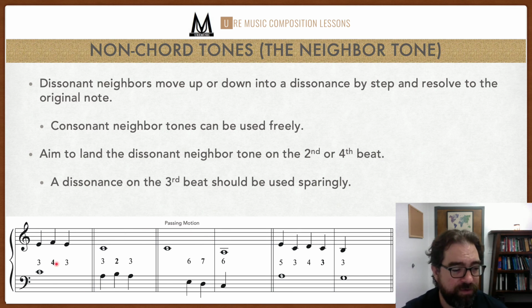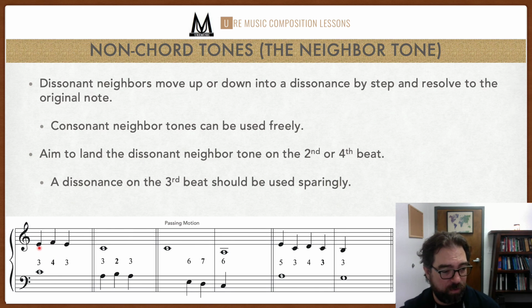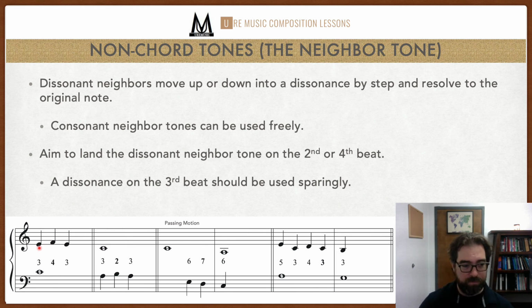So you'll notice that we want to try and have our dissonant neighbor tone either on the second or the fourth beat. When you have it on the second beat, it moves into a stronger beat. So that dissonance here in measure 1, that's a weak beat, and then it lands on a strong beat, which helps to somewhat emphasize that consonance.